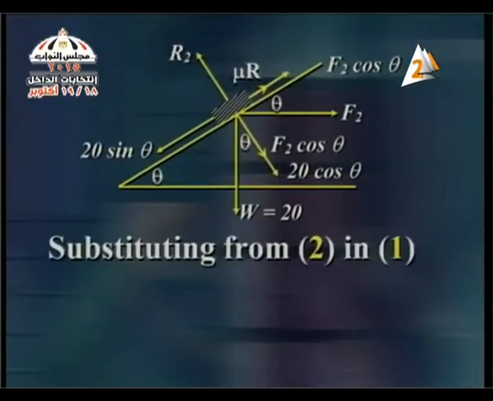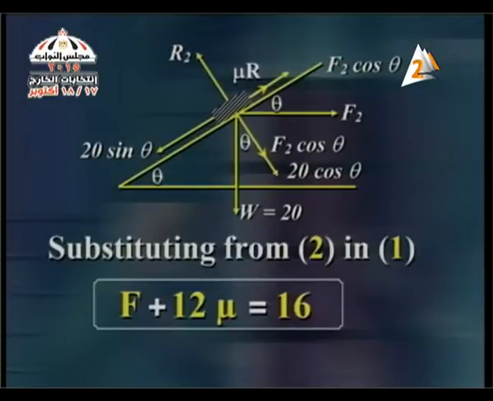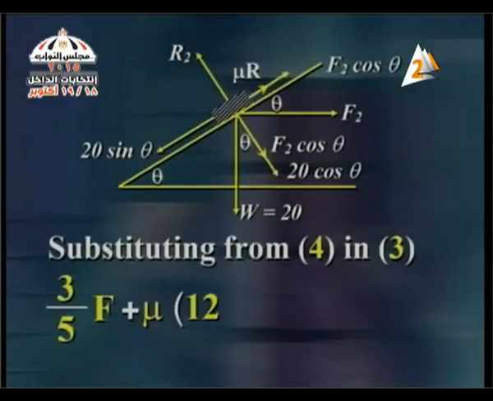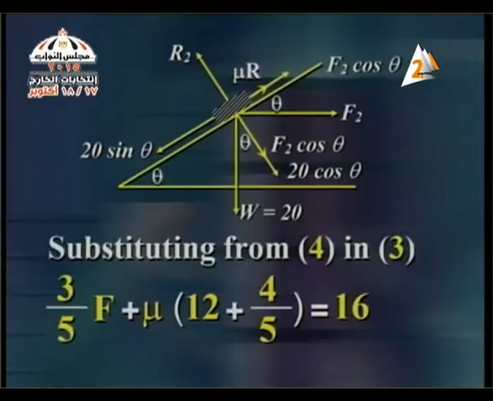Therefore, by substituting from 2 in equation number 1, you can get F plus 12 mu equals 16, and this is equation number 5. By substituting from equation number 4 in equation number 3, you get 3 over 5 F plus mu, open bracket, 12 plus 4 over 5 F, close the bracket, equals 16, and this is equation number 6.